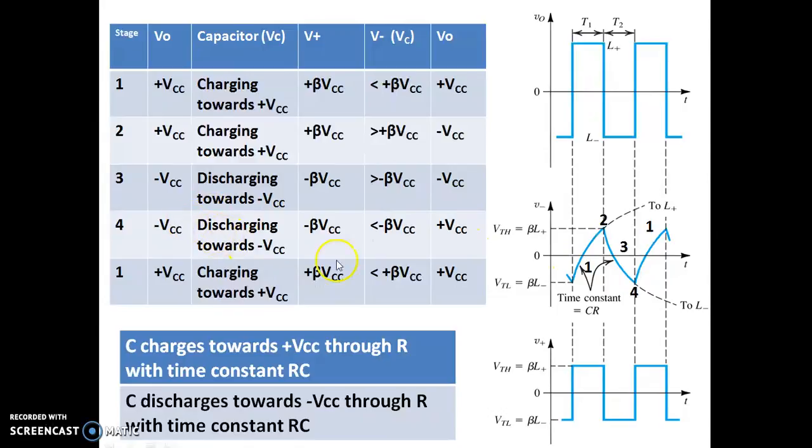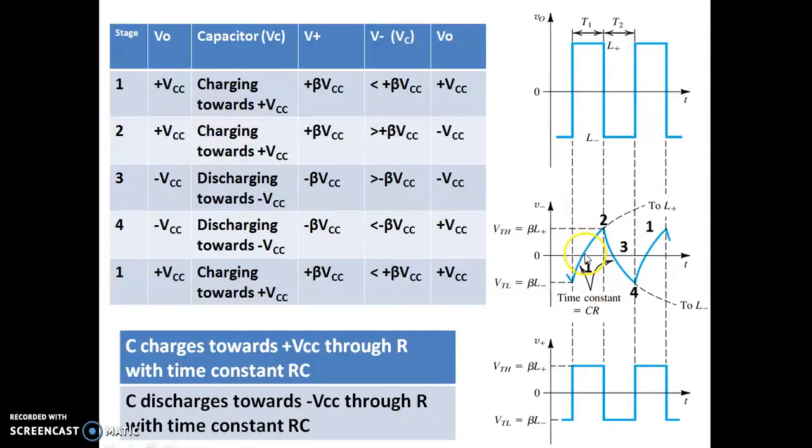But on its way towards minus VCC, the capacitor is still discharging while the voltage at the non-inverting terminal is minus beta VCC. If the capacitor voltage tries to go below minus beta VCC, that is VTL, exactly at stage 4, the output makes a transition from minus Vsat to plus Vsat. You can see it is now going from minus Vsat to plus Vsat. So these are the 4 stages.